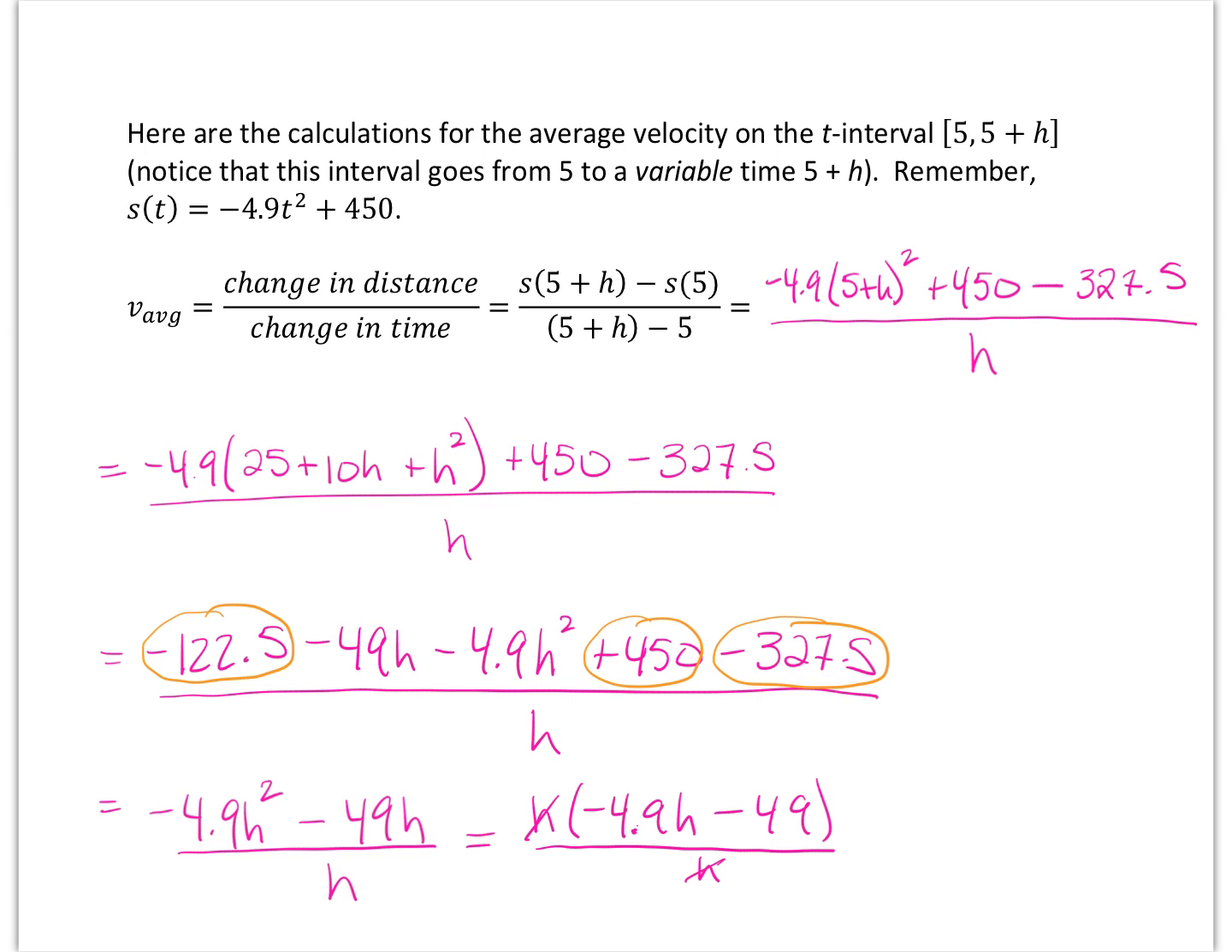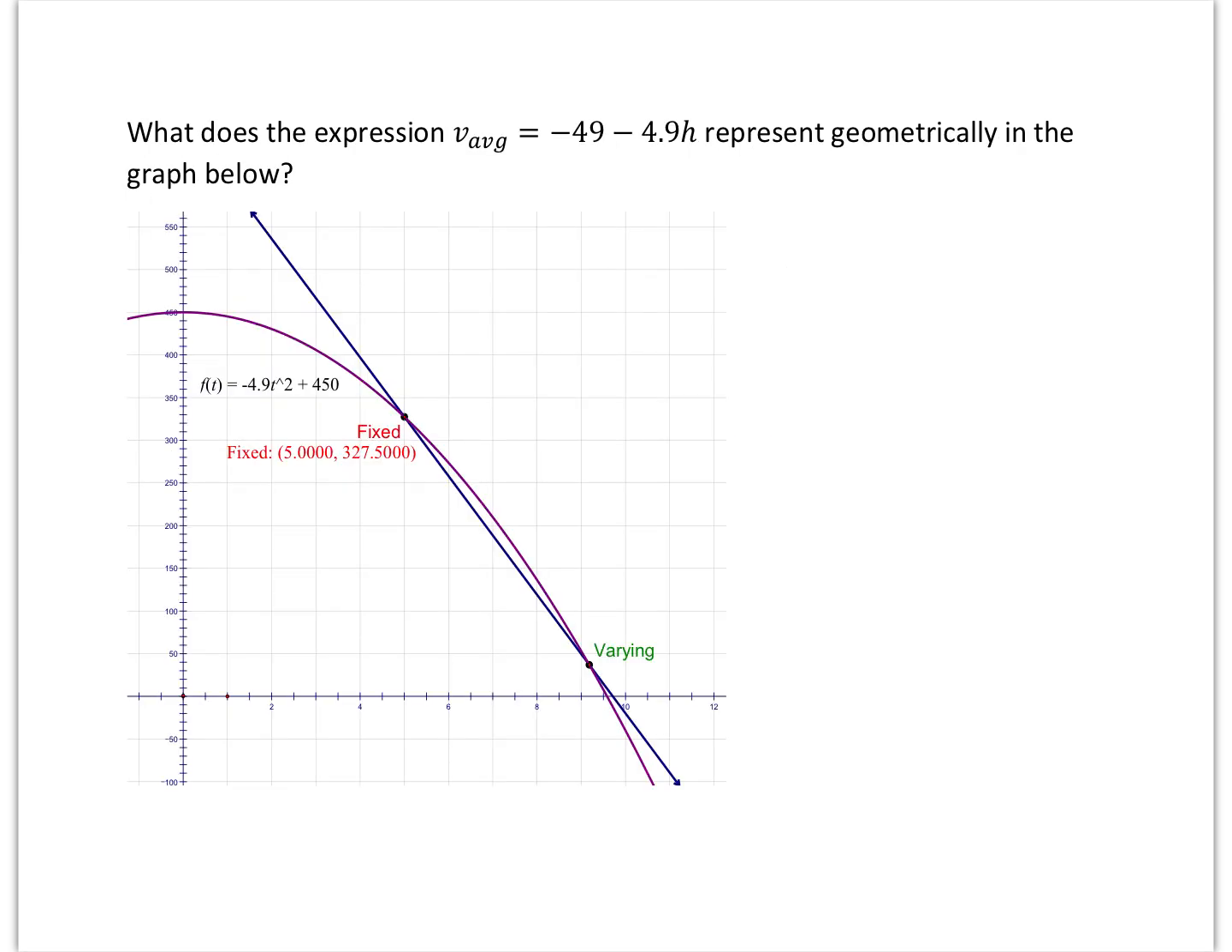And then my final expression is going to be negative 4.9h minus 49. Okay, so that is a simplified expression that will calculate average velocity from t equals 5 to t equals 5 plus h, some h seconds in the future. Okay, what does this expression represent geometrically in this graph?